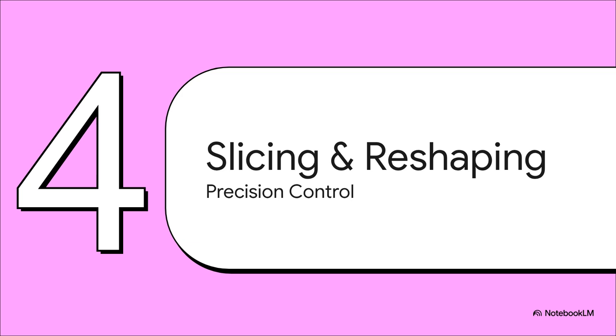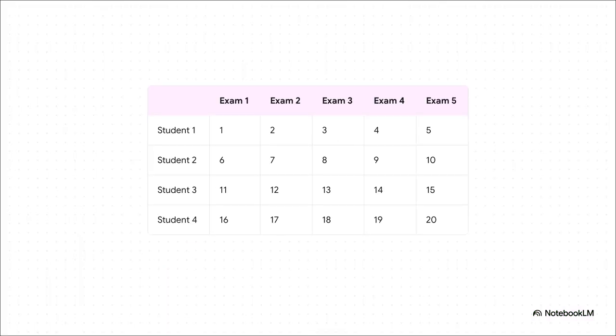Now for Section 4, how do we pull out the exact pieces of data that we want? This is all about gaining precision control. To explore this, let's cook up a little example. Let's pretend we have this 2D array called grades. You can see each row is a different student, and each column is their score on a different exam. We're going to use this grid for the next few examples.